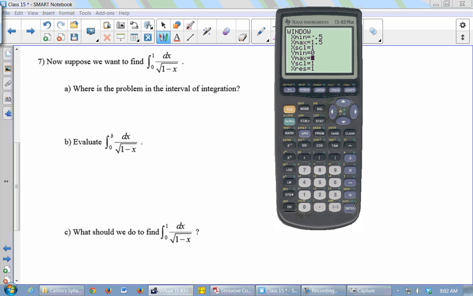Oops. Start there. All right, that was a poor choice. 0 to 5. All right, so you can start to see the vertical asymptote. It's shooting up towards 1. So I'm just going to adjust this one more time, a little bit higher. Okay, so I'll copy this.